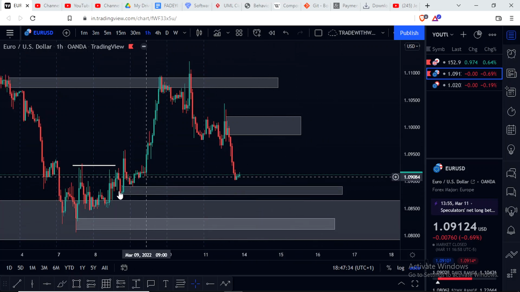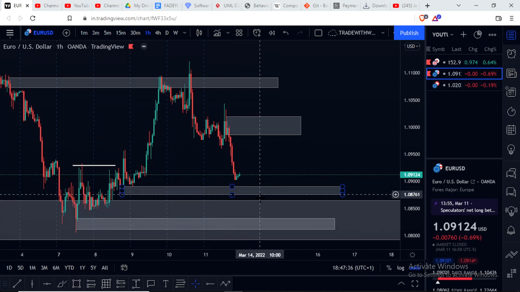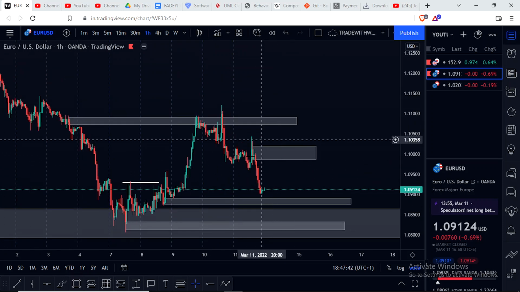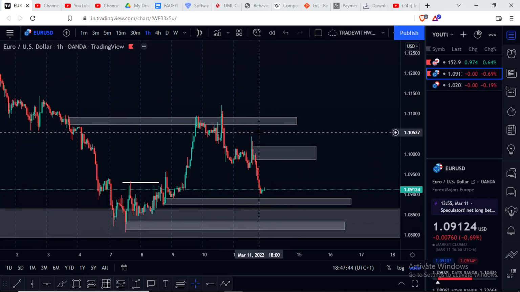This is a low demand zone, and then this is the extreme demand zone we're looking to buy from. Now this is what I'm expecting. I'm still very, very bullish on EURUSD.